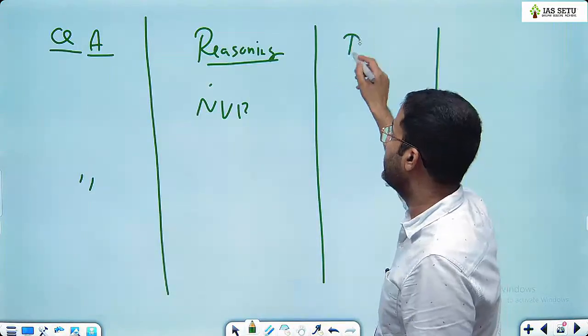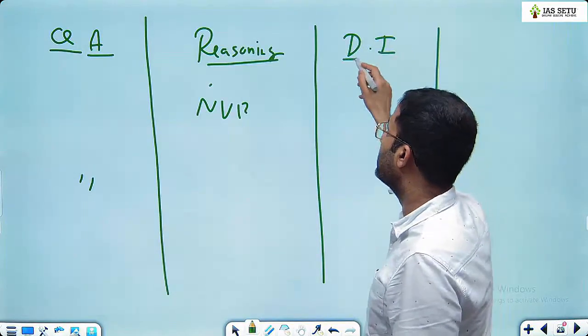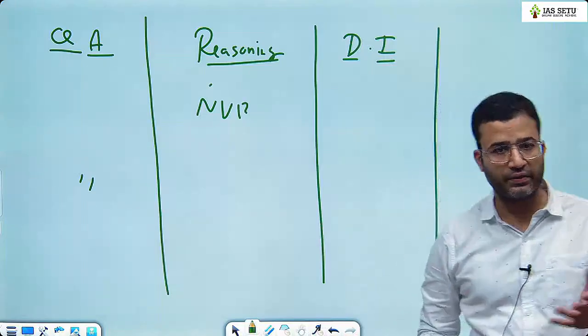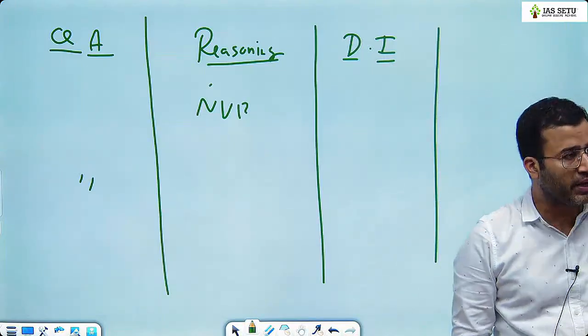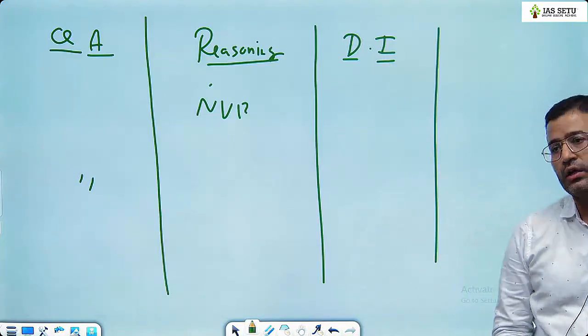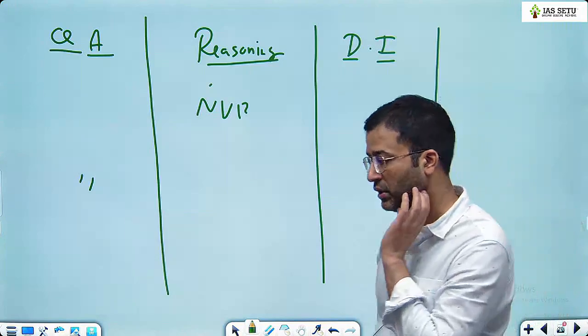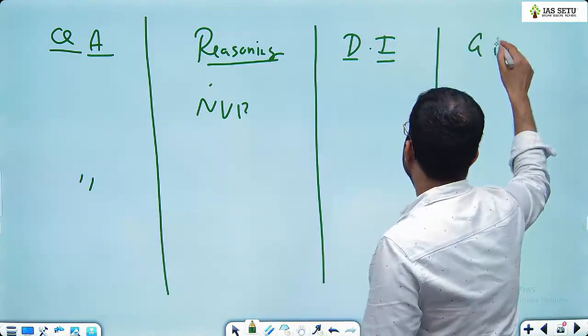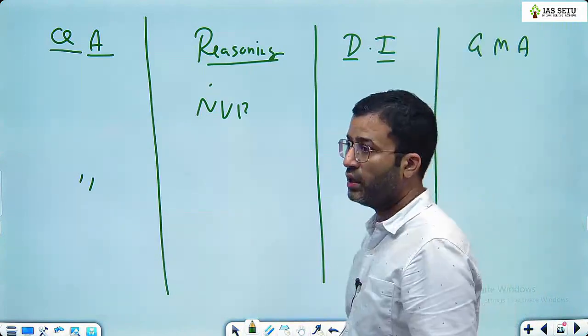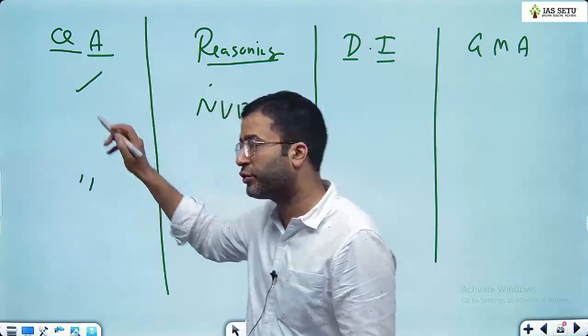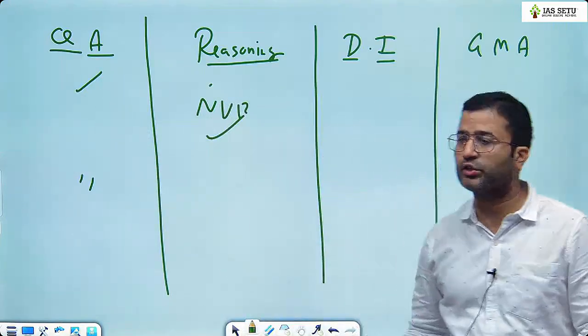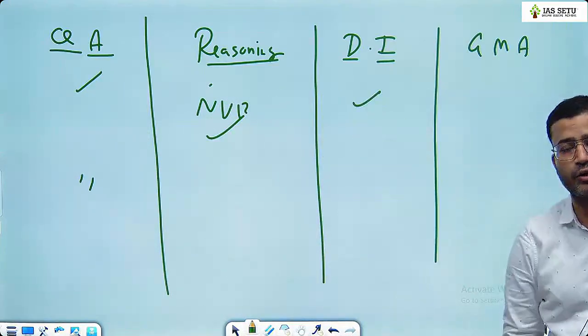Next है DI. That DI stand for data interpretation. And that also you clearly know. If it is a pie chart question, table question, this is data interpretation question. Now next is GMA. You have clear idea about quantitative aptitude. We have clear idea about reasoning question. We have clear idea about DI question.